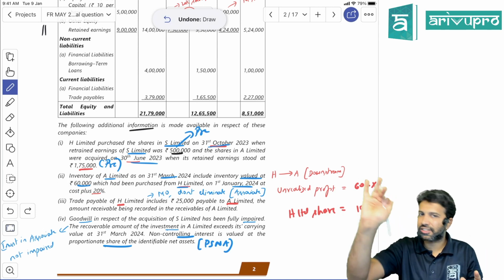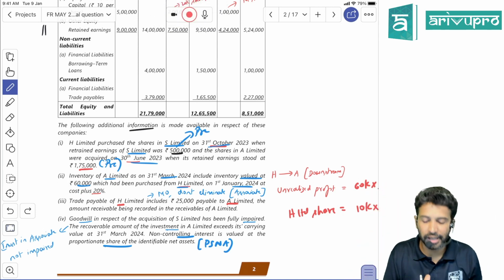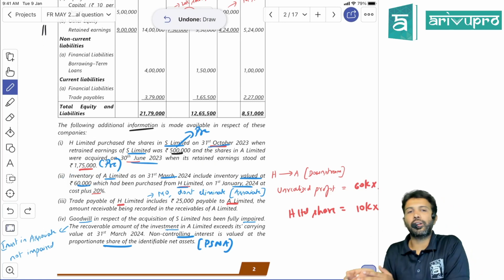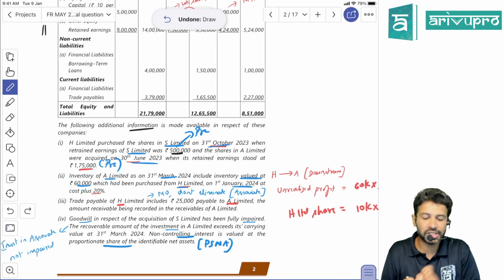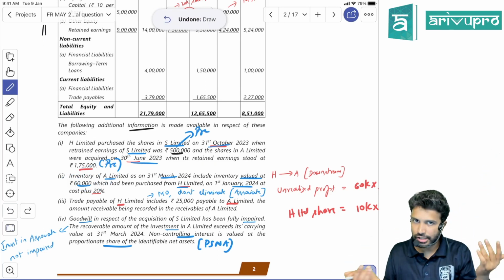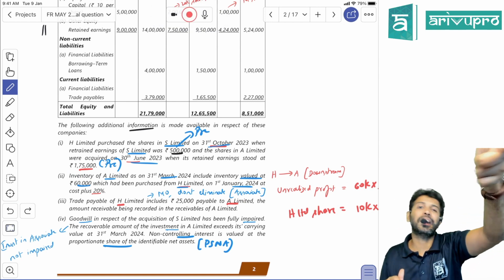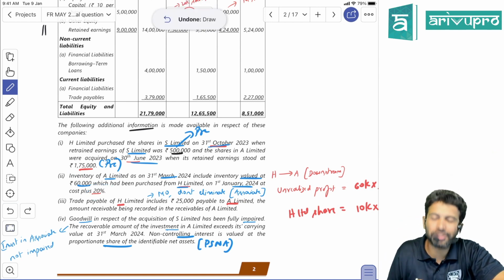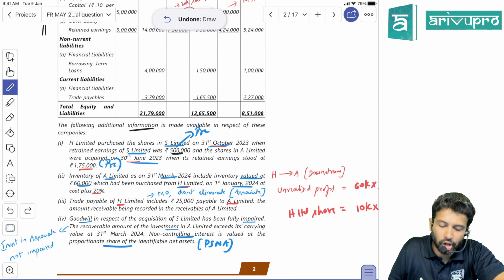So the seller makes the profit. From the seller's perspective, you have to analyze what the 60,000 is. The sale is already completed. Now the other company, the purchaser, is showing 60,000. Since the sale is already completed, the 60,000 is a selling price, right? So the profit is 20% on cost. So 60,000 is not the cost price, it is a selling price.